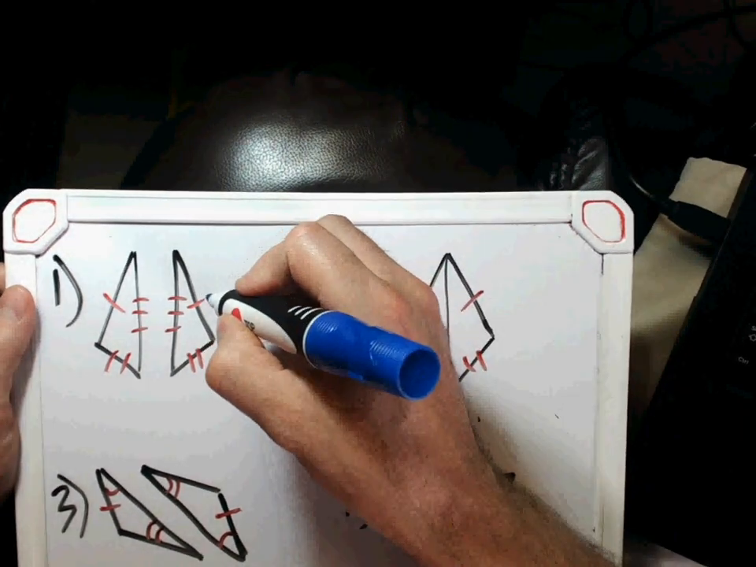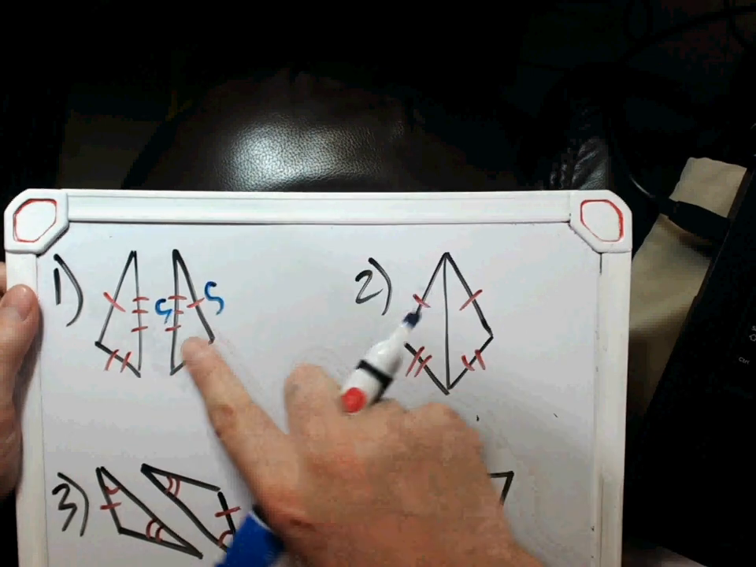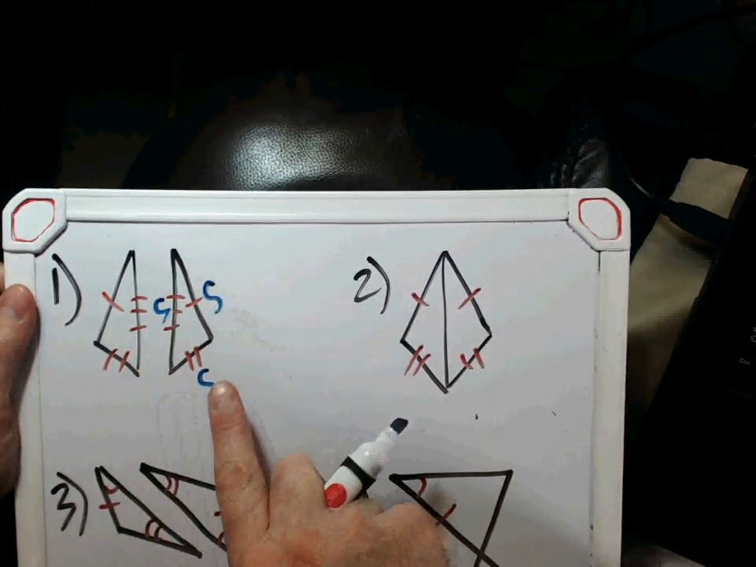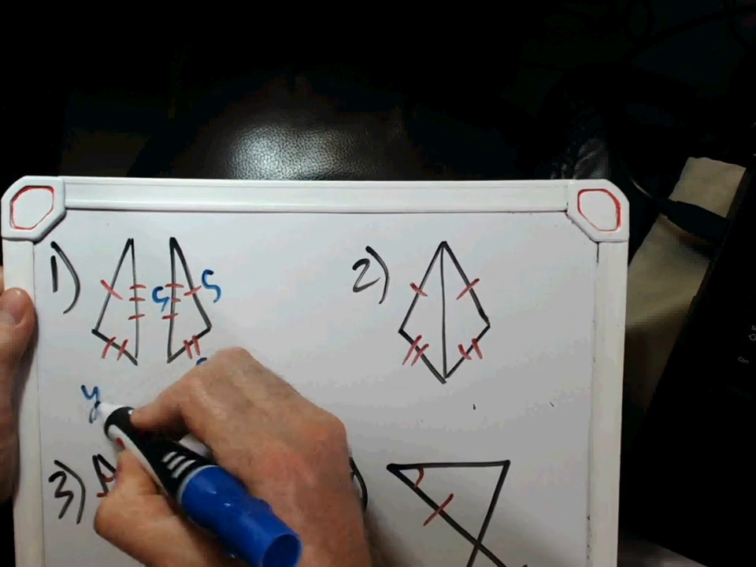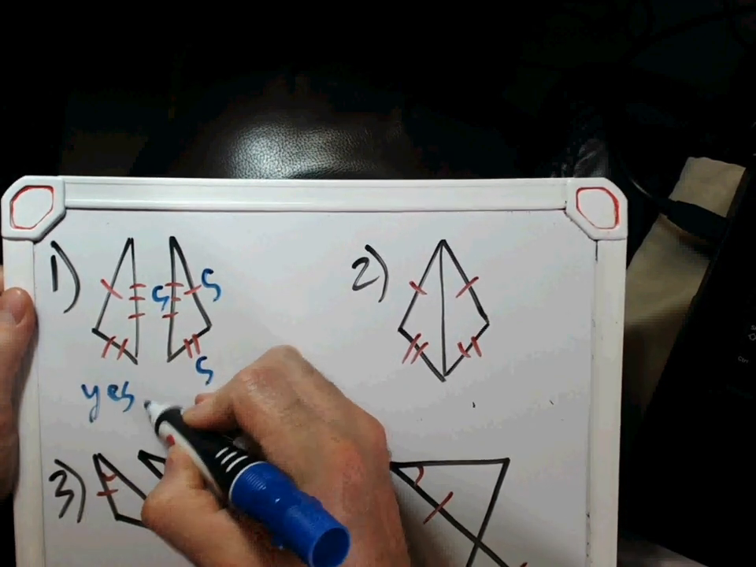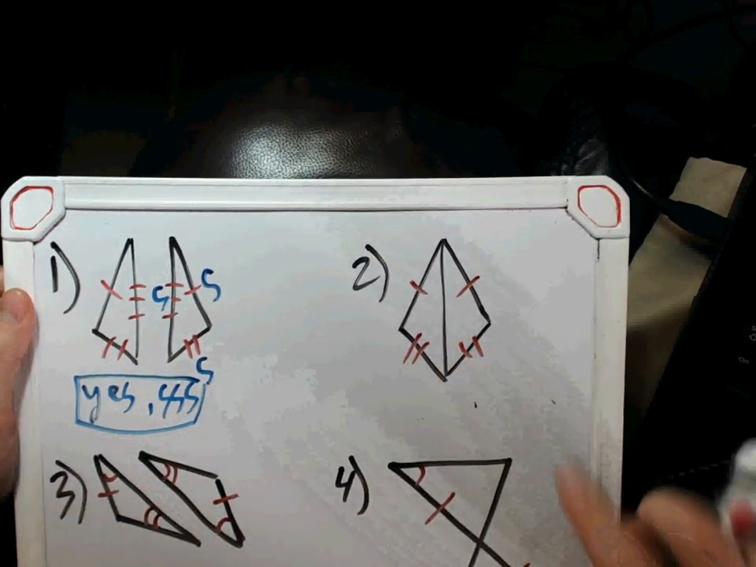So we have three congruent pairs of sides for these two triangles. I like to label it. I have a side, and a side, and a side. So you can see that now I have enough information that I can prove that these two triangles are congruent. So we can say yes. How? By SSS. Okay? Let's take a look at the next one.